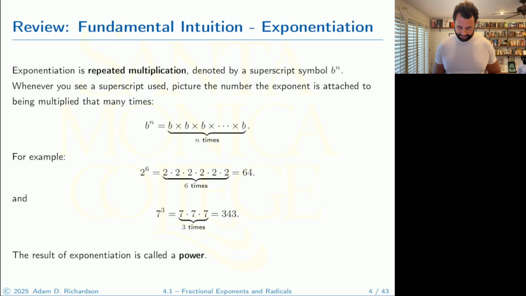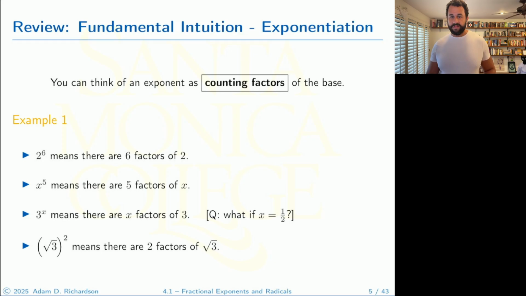Probably right. The result of an exponentiation is called a power. And this was one of the things we talked about way back in chapter one. You can kind of think of an exponent as counting factors of the base, all right? It's basically telling you how many times you're going to perform the multiplication, in an intuitive way, if you want to think about it intuitively. So 2 to the sixth means you've got six factors of 2. X to the fifth means you've got five factors of x. You could think of 3 to the x as having x factors of 3.